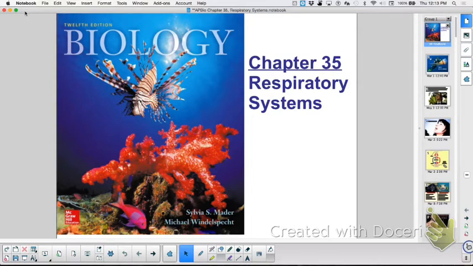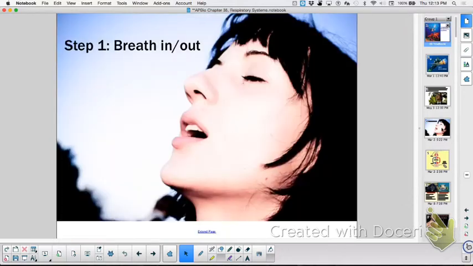Okay, so we have to be able to acquire gases in order to do what process? Cellular respiration, right? Okay, so step one, you've got to get the gases in you, got to breathe.